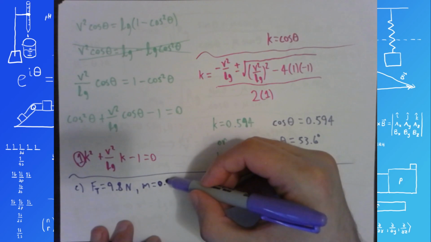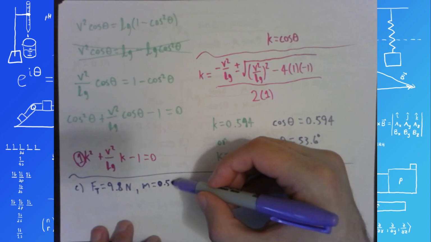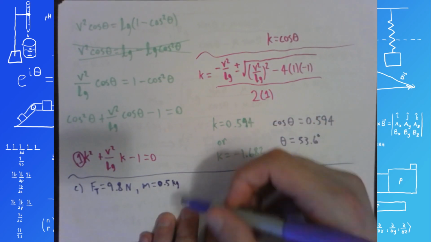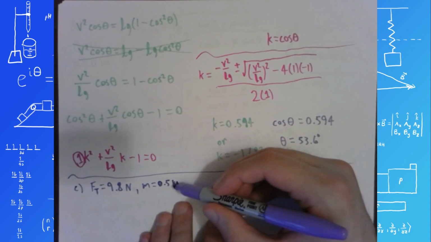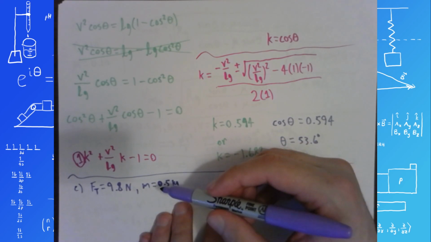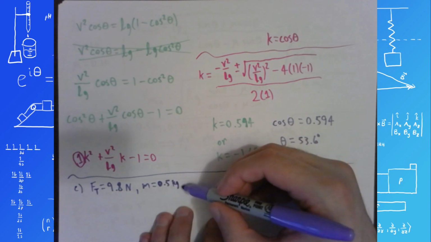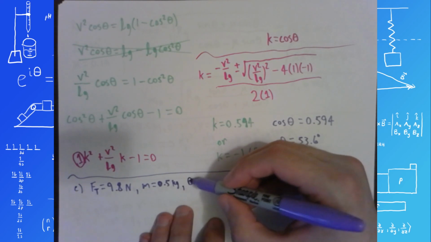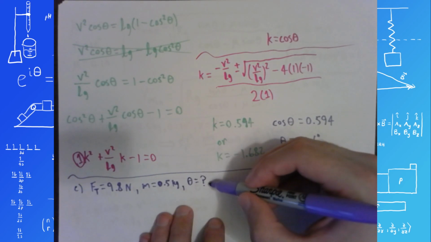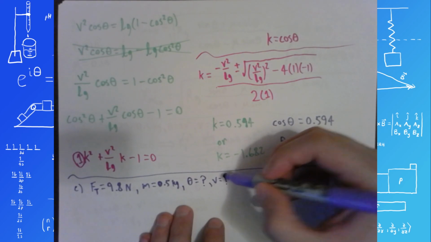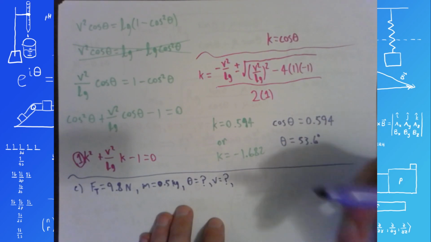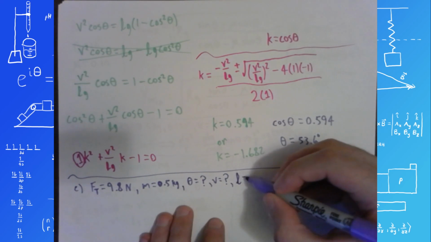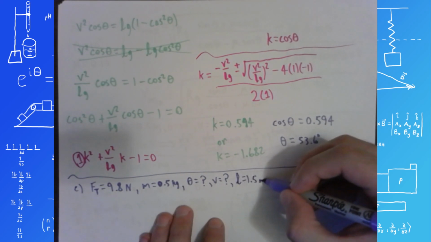If the mass of the ball was 1 kilogram or higher, this wouldn't be possible, because at 1 kilogram the weight of the ball would be all 9.8 newtons, so the tension would have to go to just preventing the ball from falling. And theta is unknown and v is unknown. We don't know theta, we don't know v. We do know the length of the string is still 1.5 meters for what it's worth.